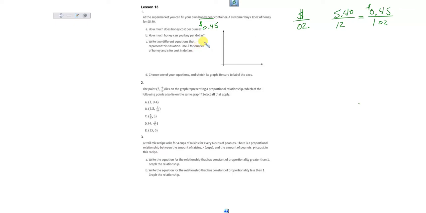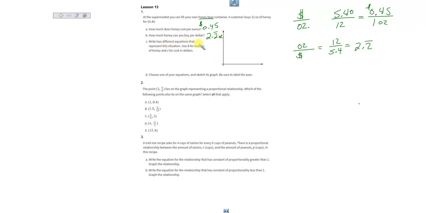How much honey can you buy per dollar? The next one asks you to set up a per dollar rate. That's just the reciprocal of what we just had. If you had that 0.45 on your calculator screen, you could change it into a fraction, but I'm going to set it up so you can see 12 over 5.4. When I divide 12 by 5.4, I get 2.2 repeating. We can say 2 2/9 if you want the fraction version, but we're just going to write 2.2 repeating. This is the amount of honey in ounces that we get every dollar.